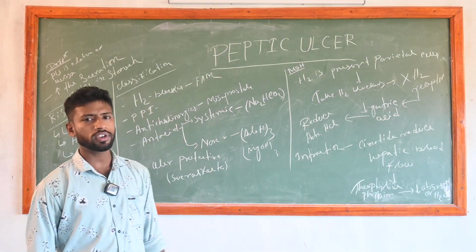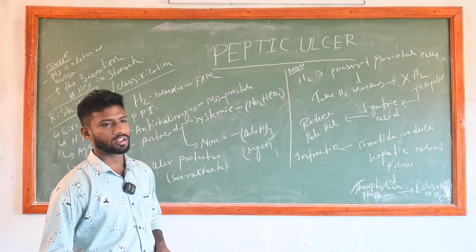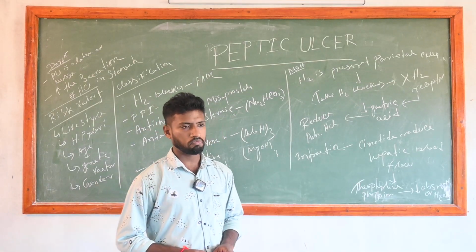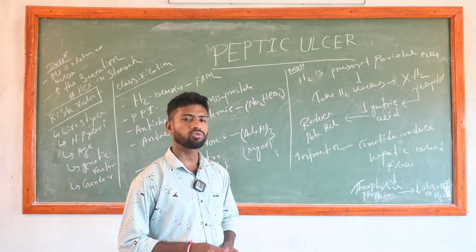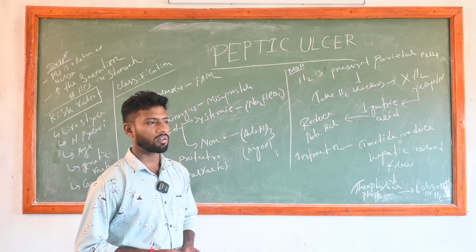Now the classification of anti-ulcer drugs. What are the main classifications of anti-ulcer drugs? First, the H2 blockers. H2 receptors are present on the parietal cell, and the H2 blockers are Ranitidine, Famotidine, and Roxatidine, which are the main examples.